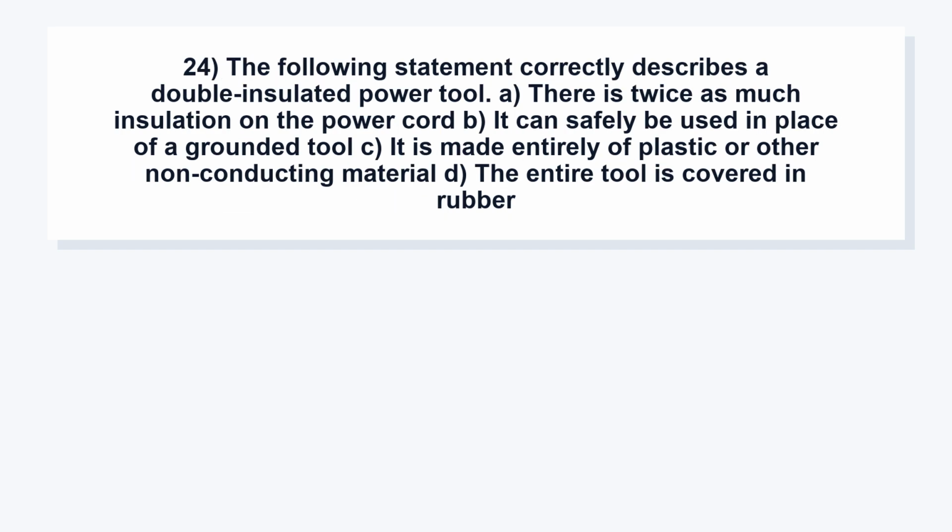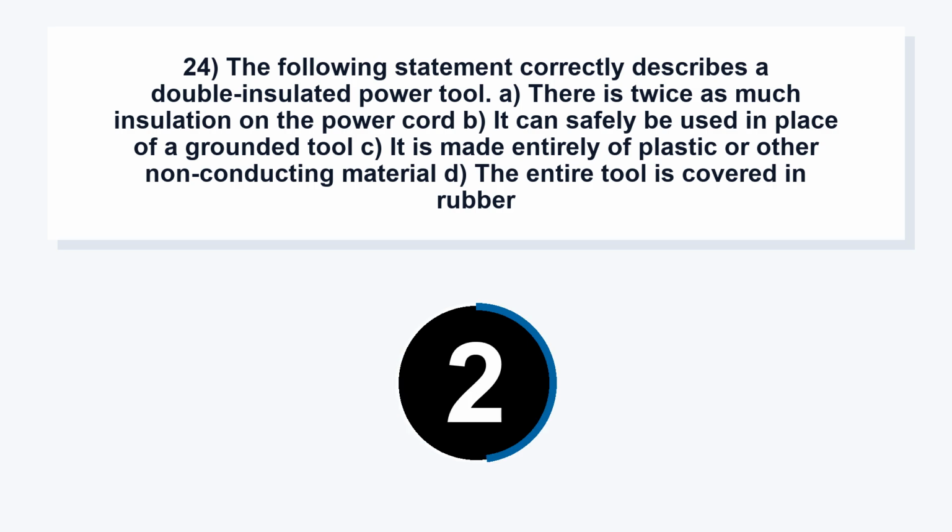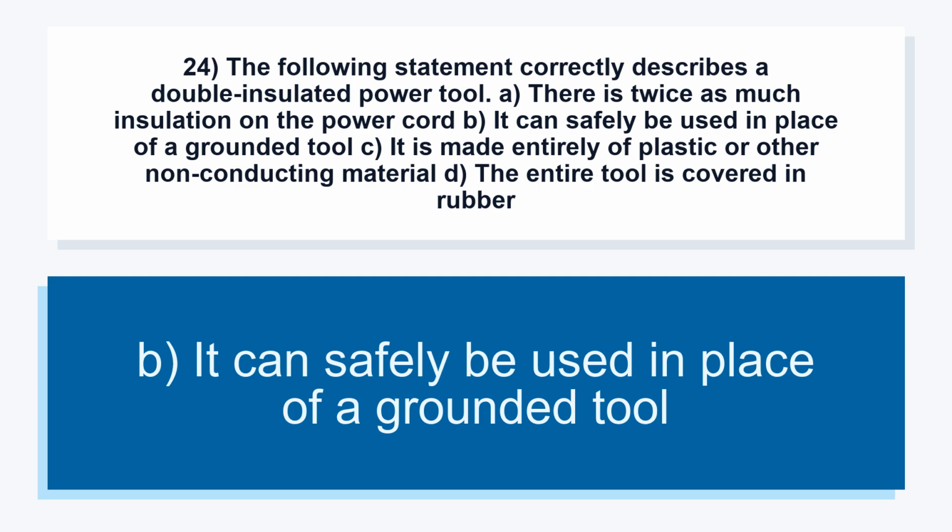24. The following statement correctly describes a double-insulated power tool. A. There is twice as much insulation on the power cord. B. It can safely be used in place of a grounded tool. C. It is made entirely of plastic or other non-conducting material. D. The entire tool is covered in rubber. B. It can safely be used in place of a grounded tool.